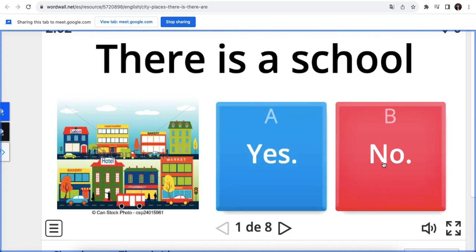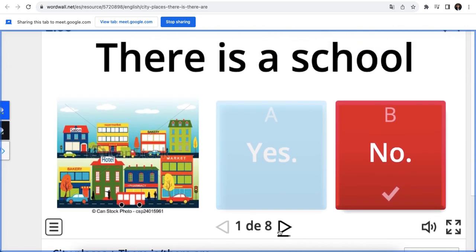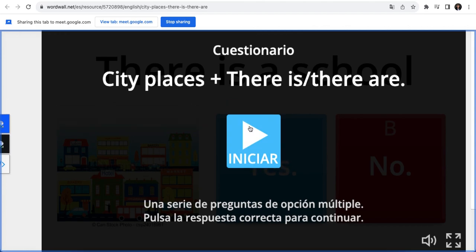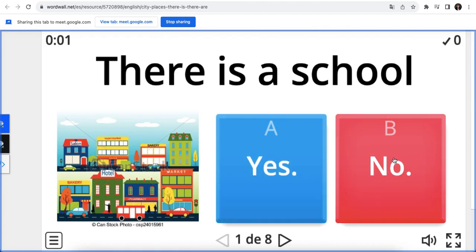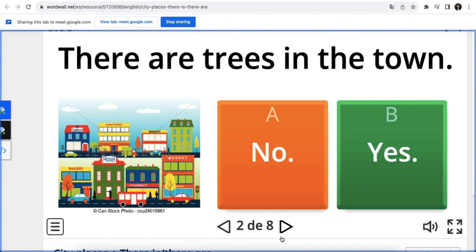No. No. Okay. Let's move to the next one here. Number two, okay. Let's start again. Please. Si se corta la conexión, me dicen por favor. So the answer here is no. Then we move to the next one here. There are trees in the town.